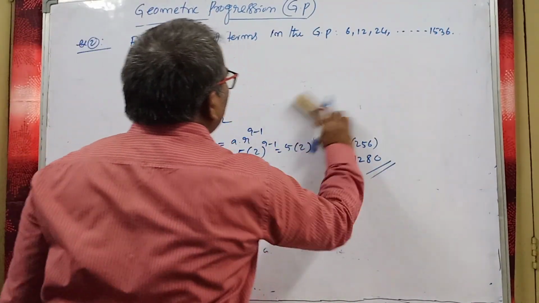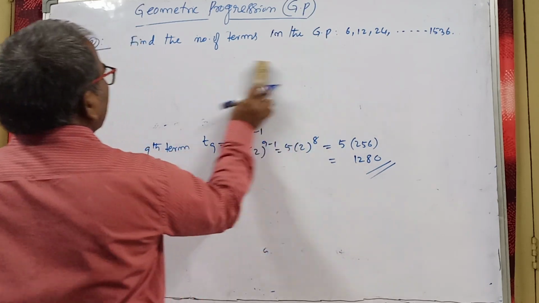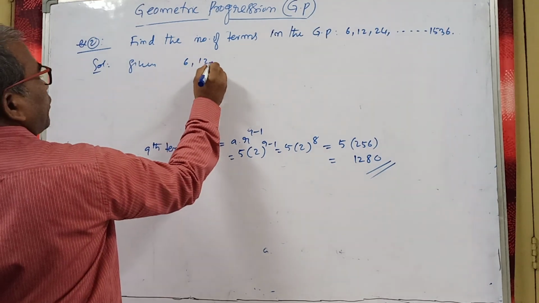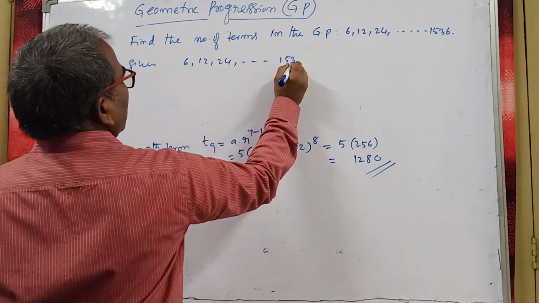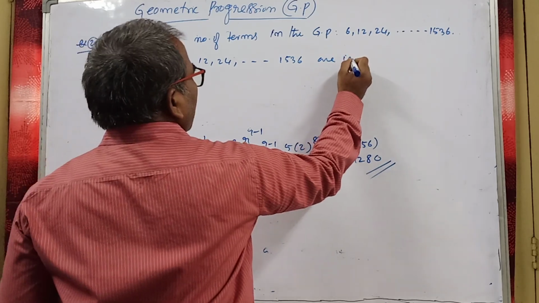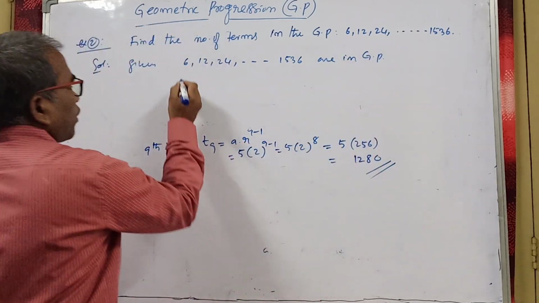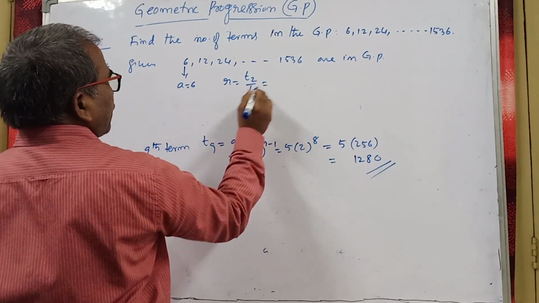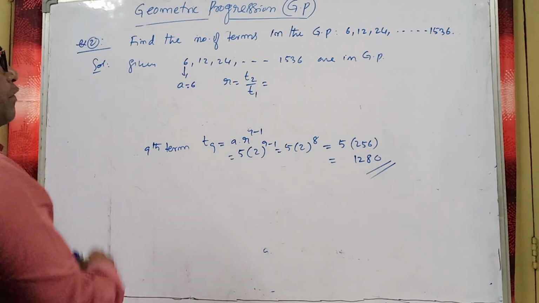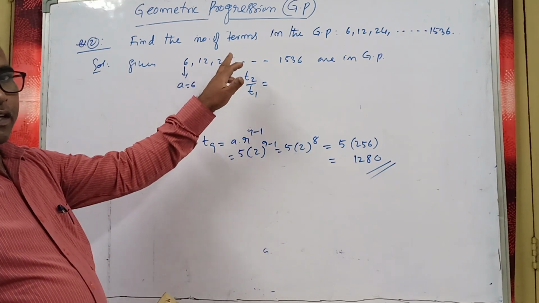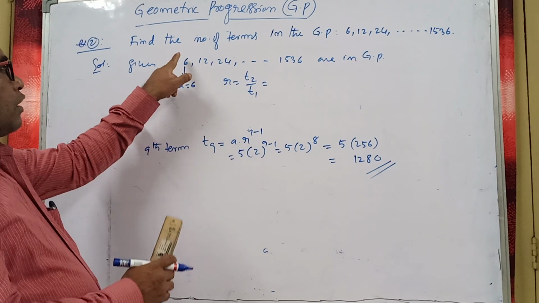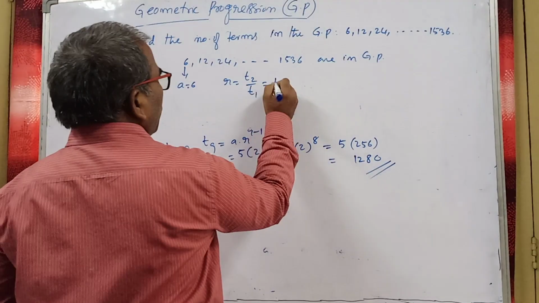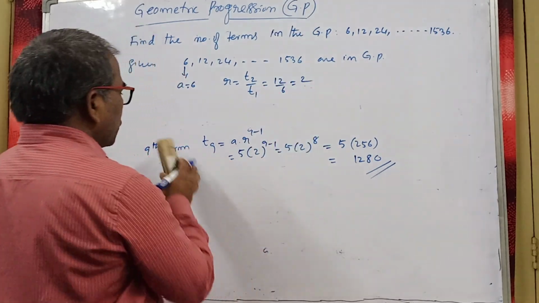Already they are telling us that it is a GP. First write what is given: 6, 12, 24, dash, 1536 are in GP. This is the first term, A is 6. The ratio is T2 by T1. While finding the ratio, take any two consecutive terms except the first term. Why? If you take T1 by what, there is nothing. That's why except the first term. So T2 by T1, 12 by 6, R is 2.